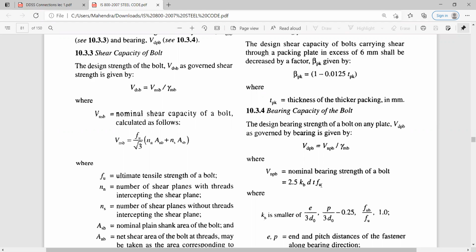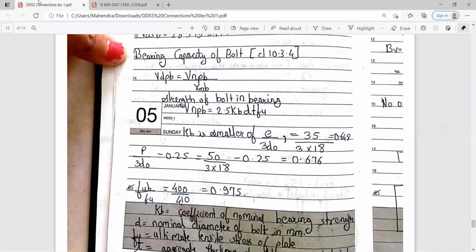So kb should be smaller than all these four values. So first we need to calculate the kb. Kb is nothing but a constant. So kb के लिए आप सबसे पहले ये सब values calculate करोगे. So we'll proceed. So kb should be smaller than e upon 3d0. E is what? That is the edge distance or end distance जो आपने calculate किया है, 35 upon 3 into d0. D0 is your diameter of the hole, जो था 18. After calculating, you are going to get the value that is 0.648.